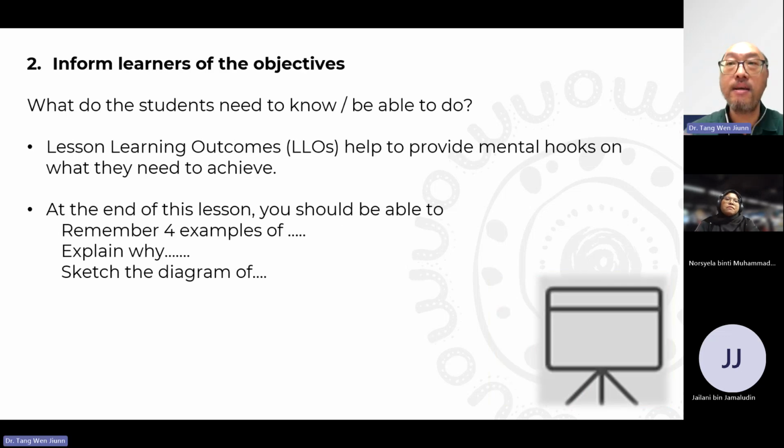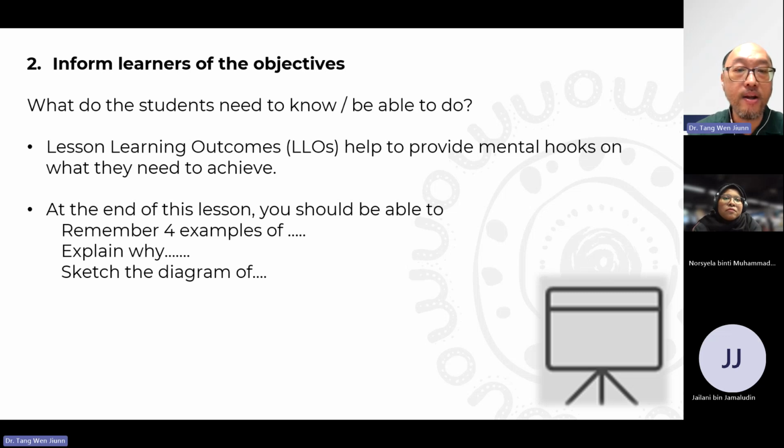So the next one here, before you jump straight into the content, you have to tell them. After you gain their attention, you want to retain their interest. You tell them why they should stay for the next 2 hours. So the learning outcomes: you try to tell them the learning outcomes.